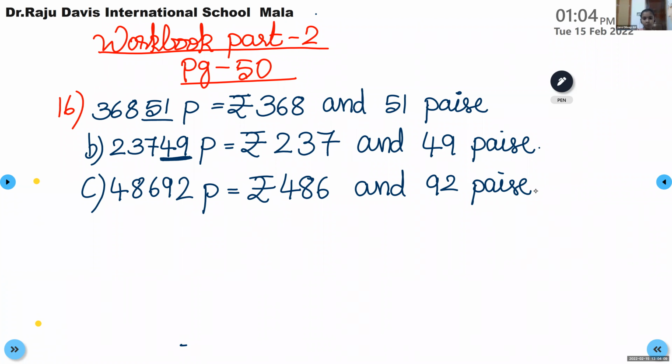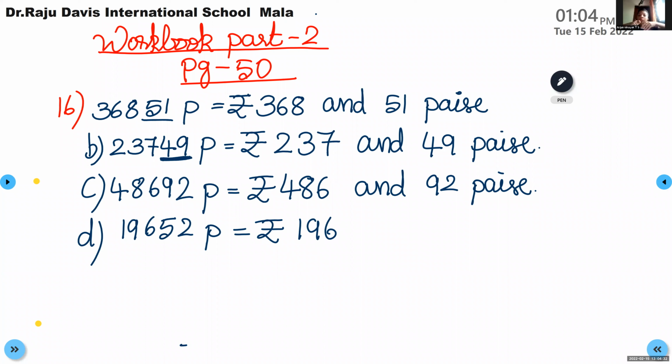Now moving to D. 19,652 paise is equal to. Arjun. Okay, ma'am. ₹196.52. Yes, good. So this is the answer of question number 16.